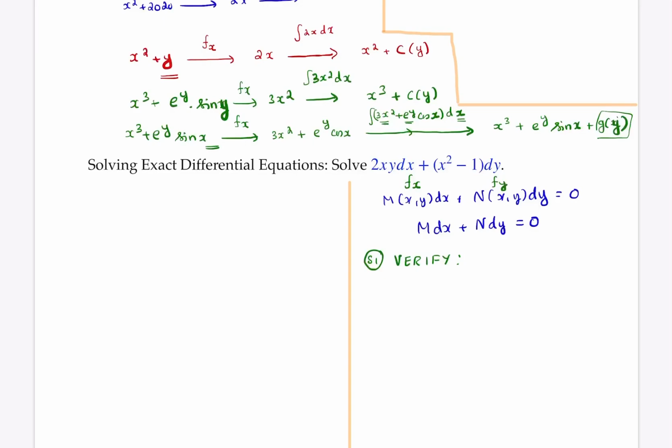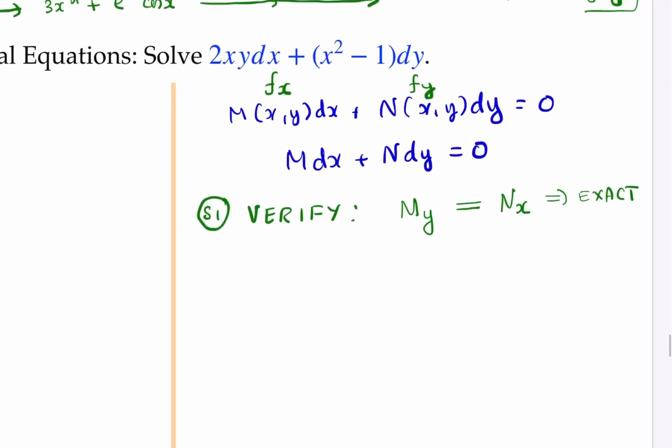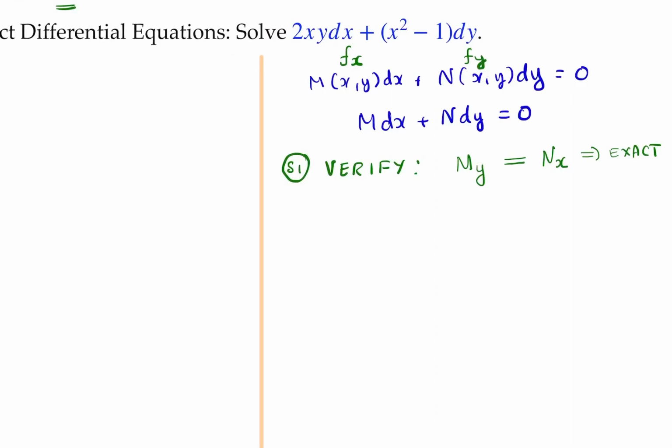What do I mean by we verify? We're going to take a look at the M and find its derivative with respect to y, and take a look at the N and find its derivative with respect to x, and see if they are equal. If these two are equal, then this is exact. If it's not equal, then it doesn't work. You've got to do some other method. Now, if that is exact, ladies and gentlemen, as I said, then M is your fx, and N is your fy.